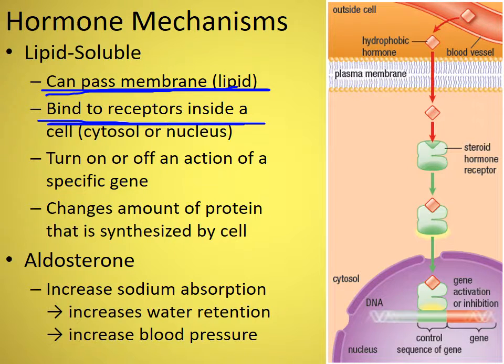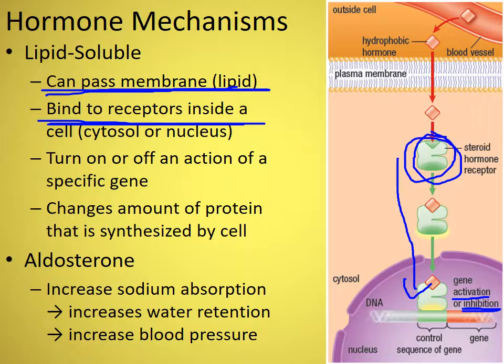Well, they bind to a receptor inside of the cell, activating a complex which then will head into the nucleus to turn on a specific gene or activate transcription. Again, we see activation or inhibition. So steroid hormones can turn genes on or off depending on what's needed at the time.